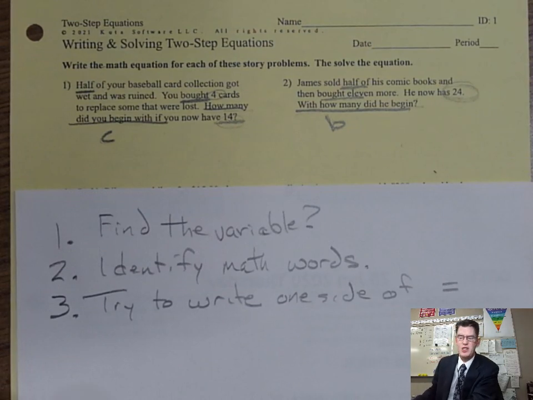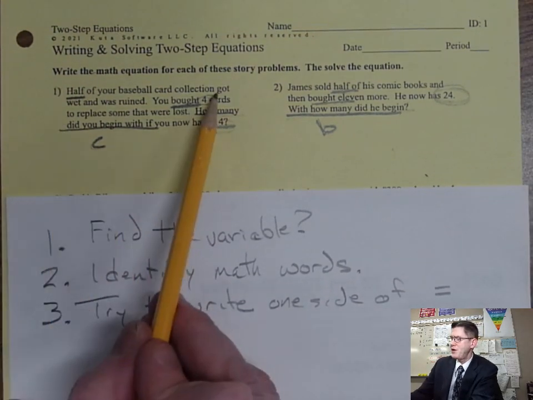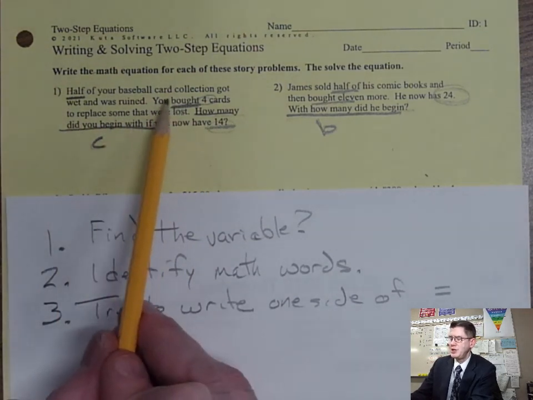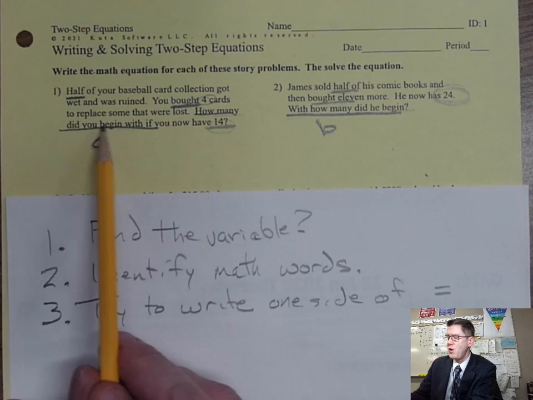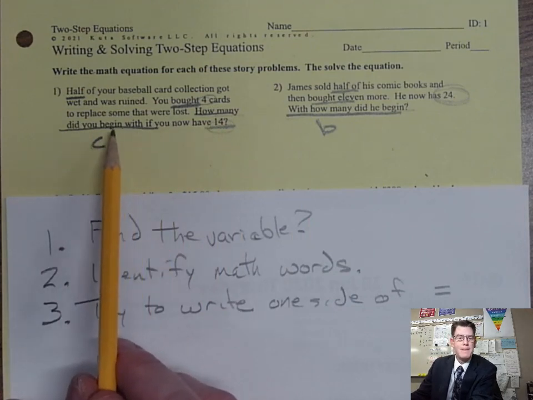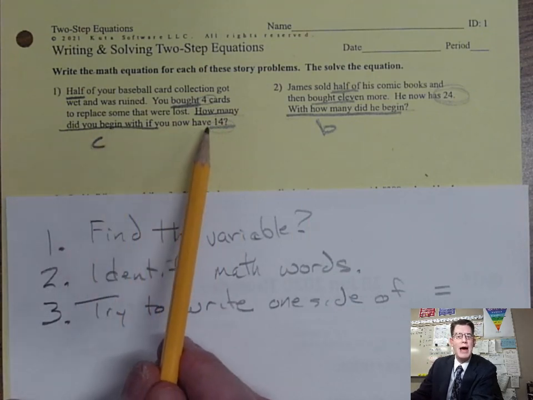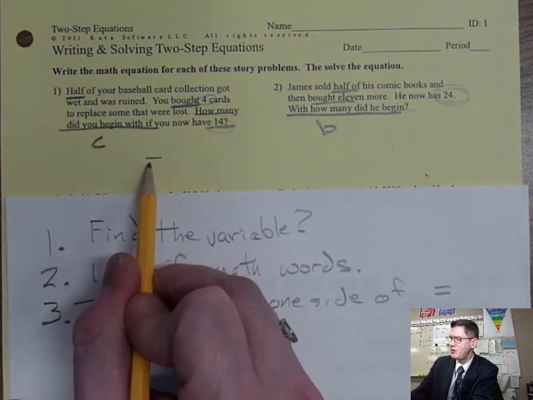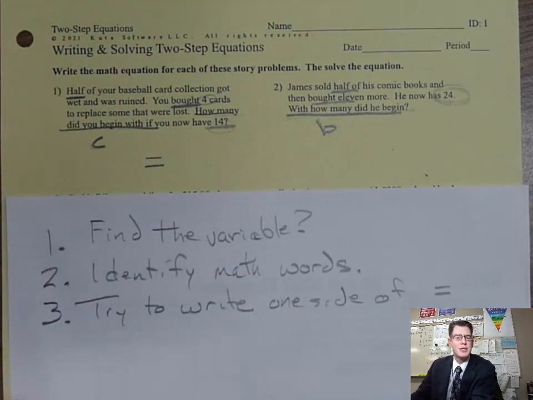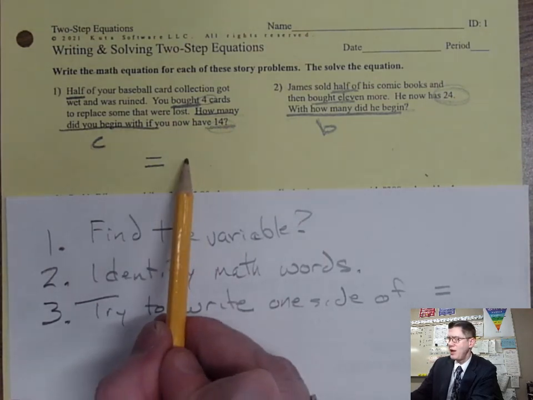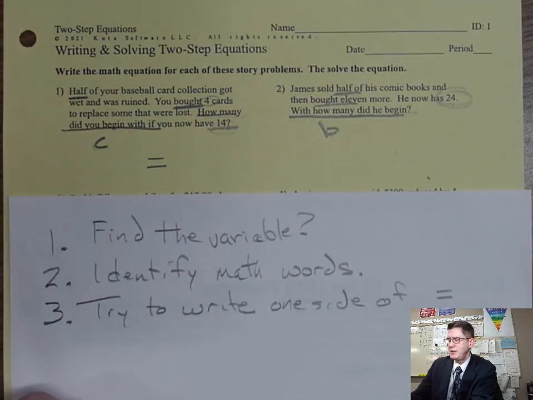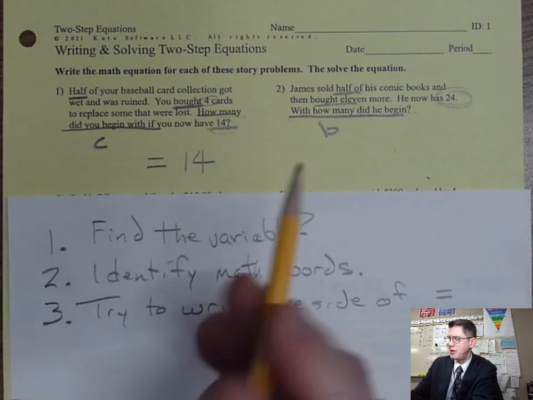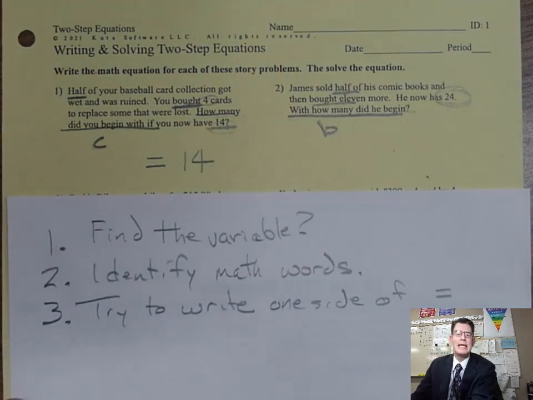So watch this. Half your cards got wet and was ruined. Half your collection, so half of these cards. Then you bought 4 cards to replace some. How many did you begin with? If you now have 14. So I've got the math words, I've got the variable. I want to try to write one side of that equal sign. If I can find, what is equal to what? Well, I know that 14 is one comparison, one side of the equal sign, one side of the comparison.